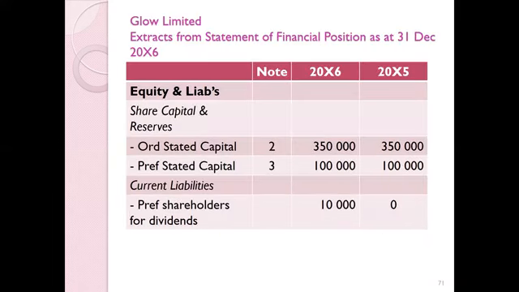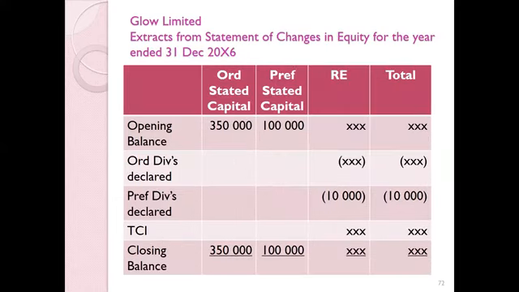When looking at our extracts from the statement of financial position, what do we expect to find? Under equity, we expect to see the ordinary share capital and the preference share capital. So our ordinary share capital is shown at a value of 350,000 Rand and our preference share capital at a value of 100,000 Rand. Also under our current liabilities at the end of X6, we expect to see our preference shareholders for dividends of 10,000 Rand that is owing at year end.